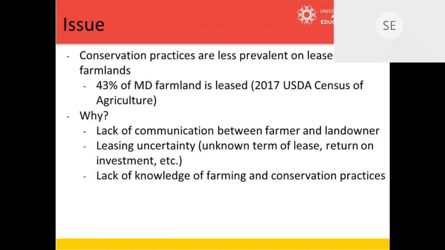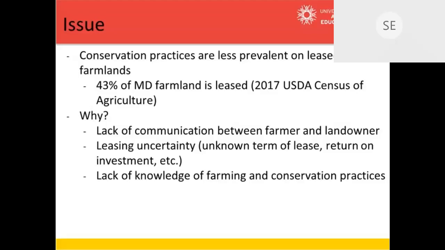So, conservation practices. Conservation practices are less prevalent on leased farmland. We know that about 43% of Maryland's farmland is leased, according to the most recent census of ag. The reasons for this are varied, and they basically break down to a lack of communication between the farmer and the landowner, leasing uncertainty, meaning the term of the lease is unknown, and that creates some instability in terms of a return on an investment.